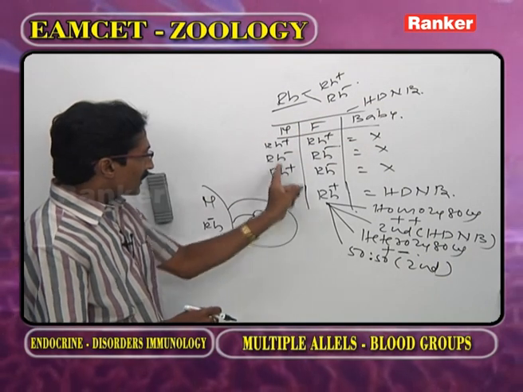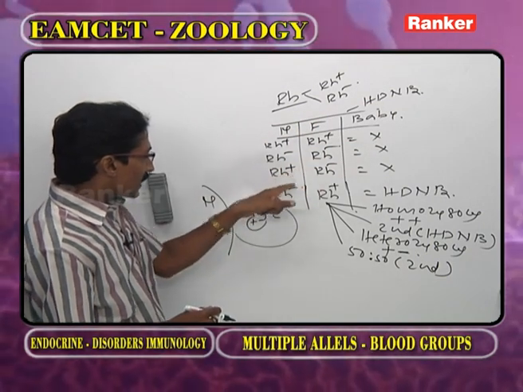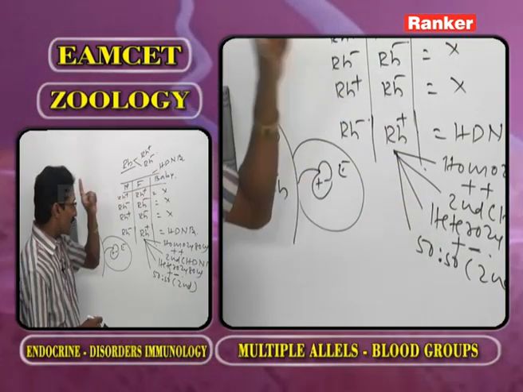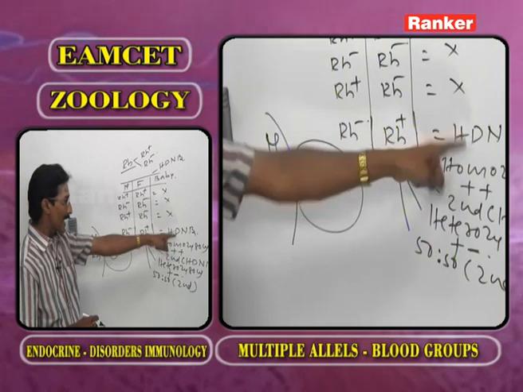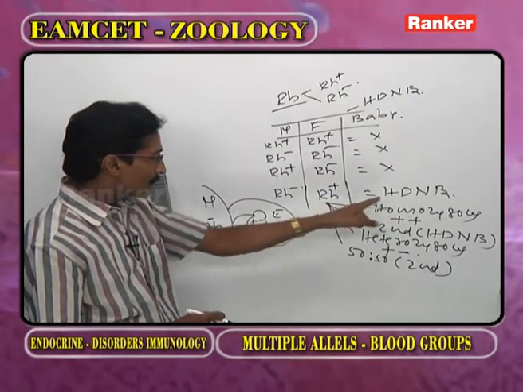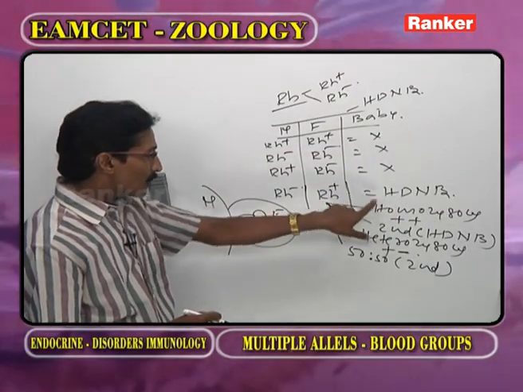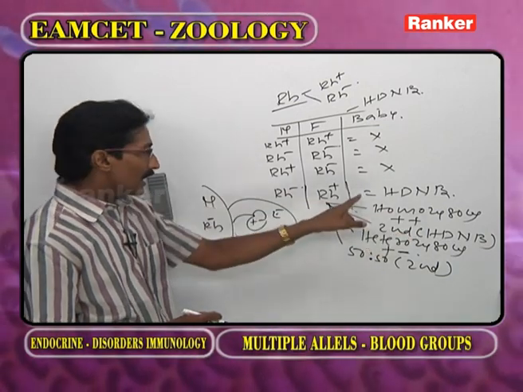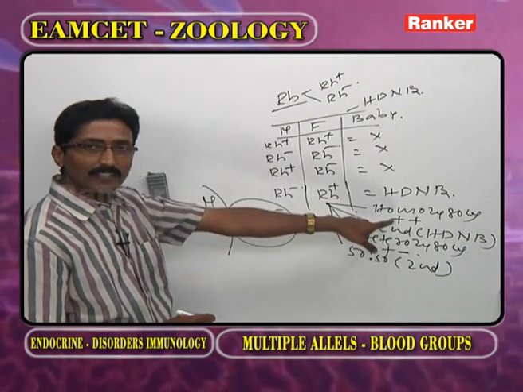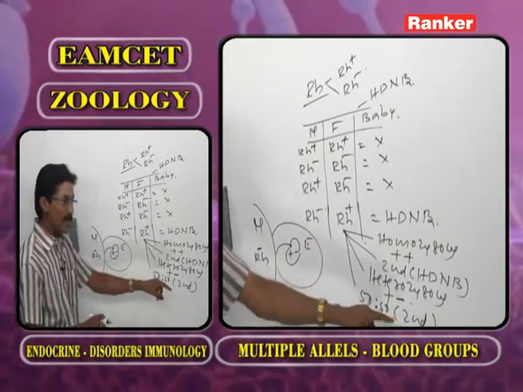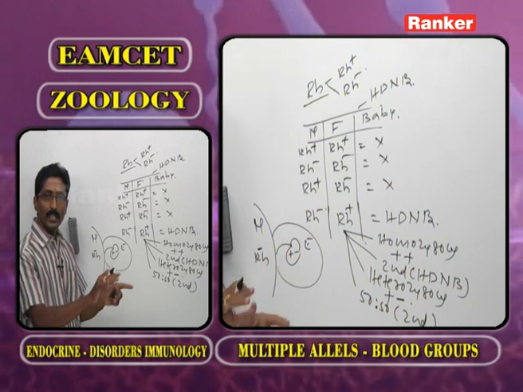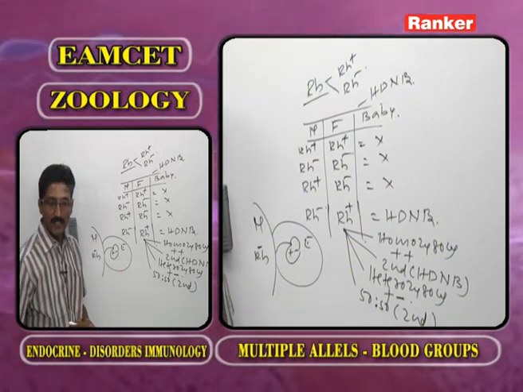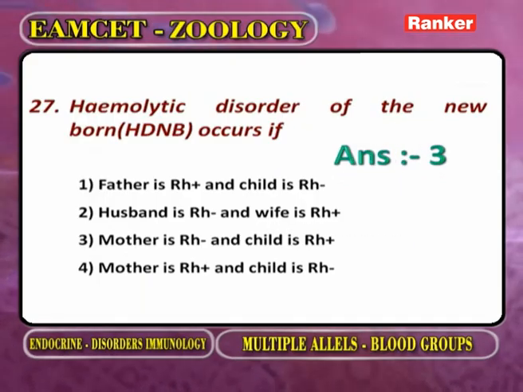HDNB. So regarding this table, if the mother has no Rh antigen and the father has Rh antigen, definitely the children are going to get HDNB. If the father is homozygous for the Rh antigen, the second baby gets HDNB. If the father is heterozygous for the Rh antigen, the second baby may or may not get HDNB. It may be shifted to another child. Now based on this information, the correct answer is the third one.